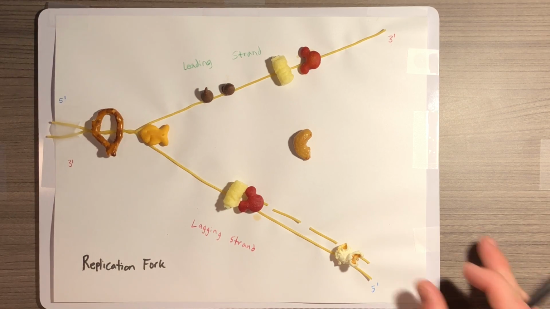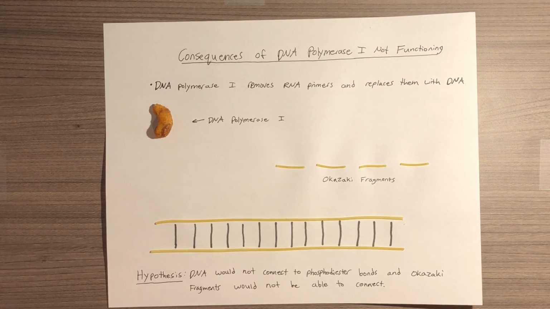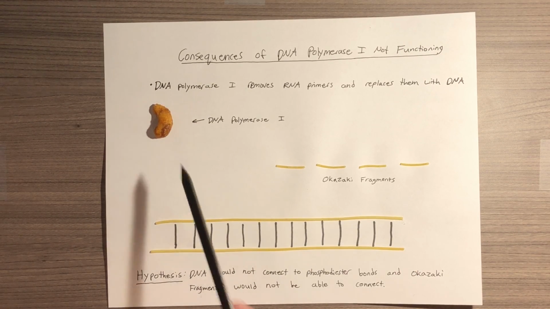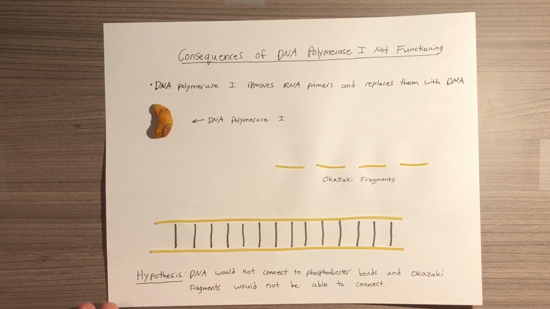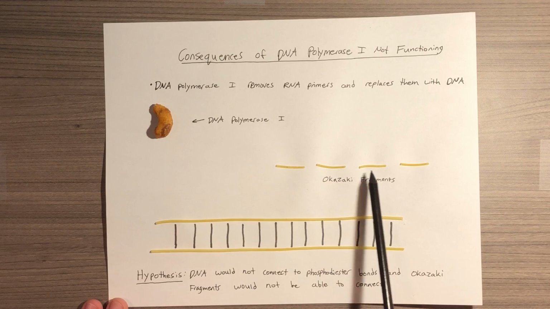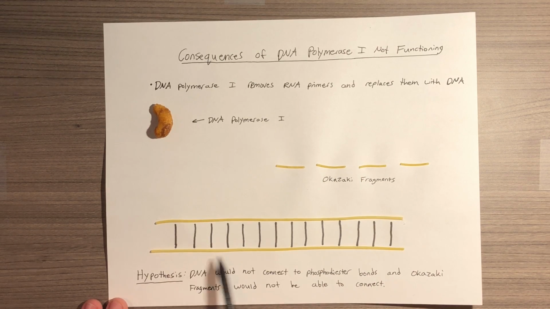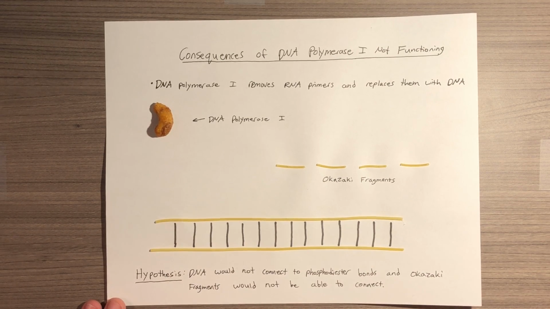In this next display, I have hypothesized the effect of a dysfunctional DNA polymerase I and what effect it would have on replication. If the DNA polymerase I can no longer perform its 5' to 3' exonuclease function, it will likely result in the Okazaki fragments being unable to connect. Also, the DNA would not connect to phosphodiester bonds. This could also result in some RNA being left over, since it would not be able to get removed.